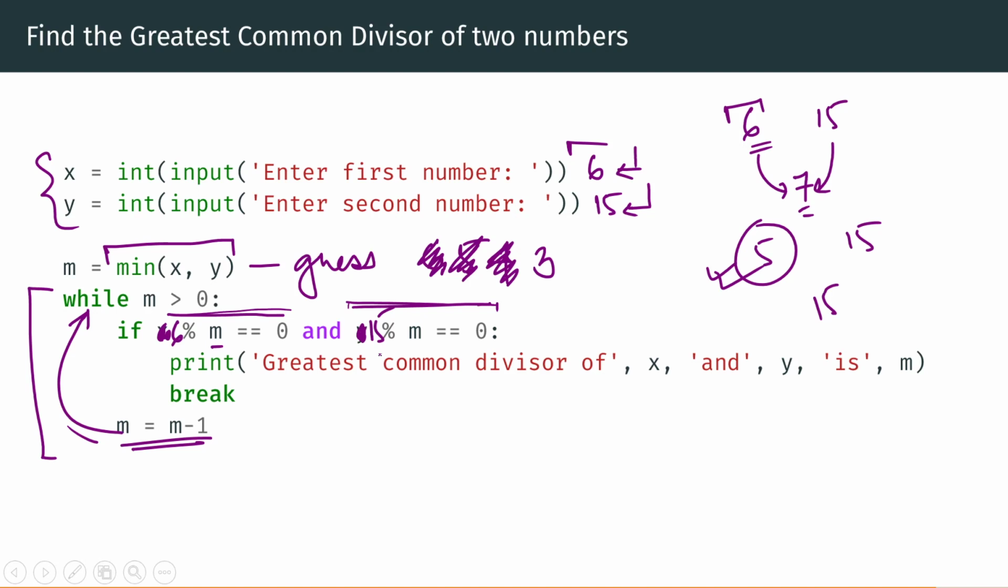At that point, we know that we have arrived at the greatest common divisor. This is the largest number that can divide both 6 and 15. So at that point we print: greatest common divisor of 6 and 15 is 3, and then we break out of the loop, which means we end the program right here.